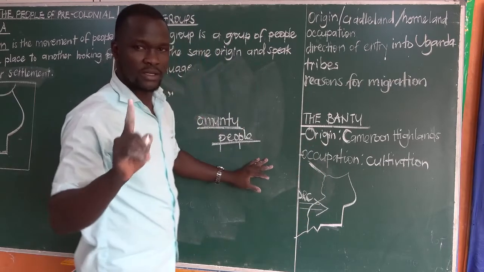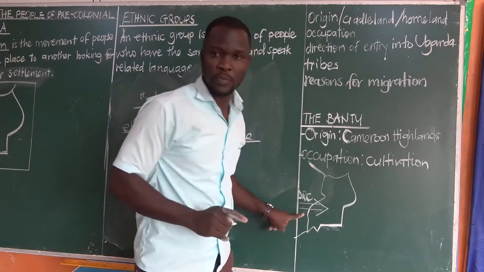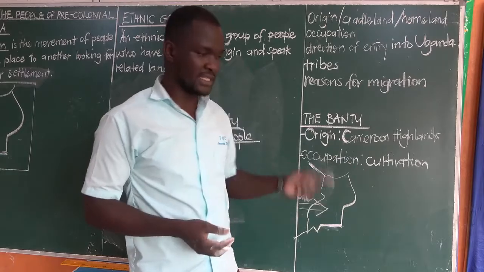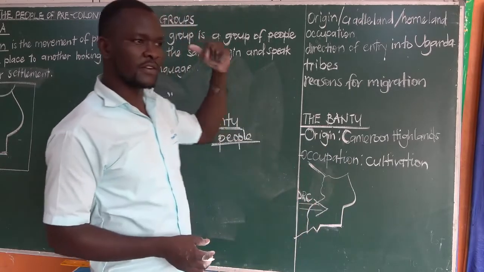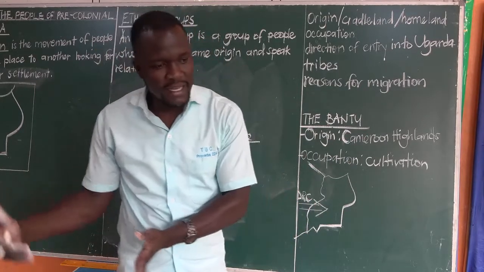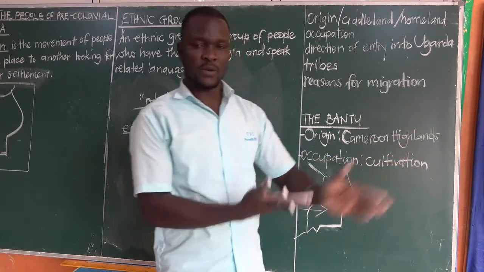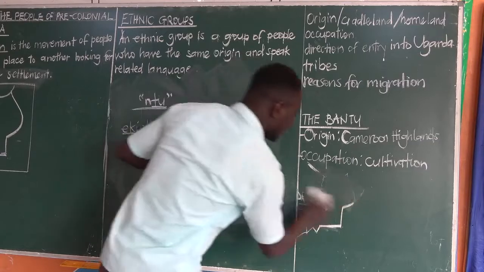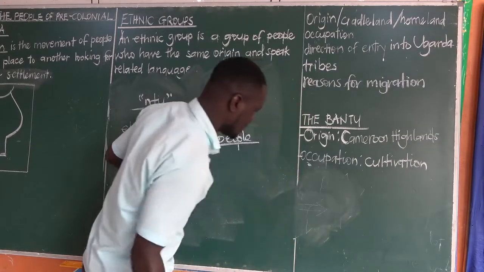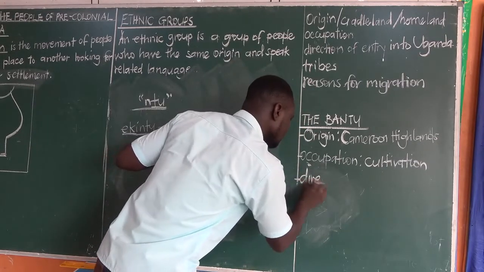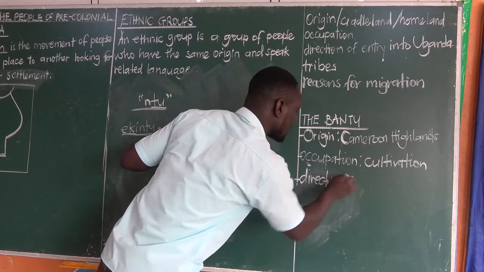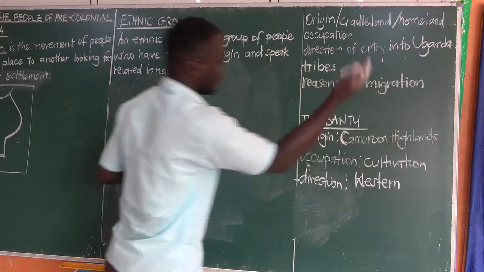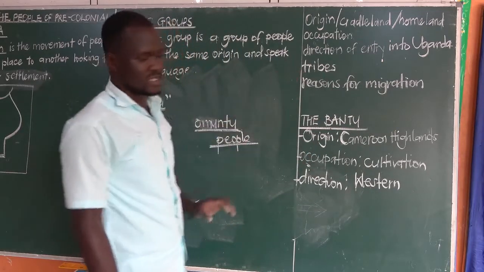So there is something I want you to note. They did not come from Congo, but they entered Uganda through Congo. That does not mean that they had started their journey from Congo. I say they came from the Cameroon highlands, they passed via Congo and entered where? Uganda. Through which direction? Western direction. So we have got the direction of entry into Uganda. Direction: western direction. We continue. Which tribes are under the Bantu?